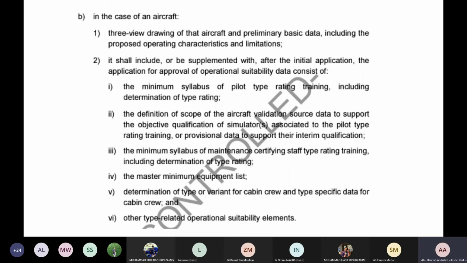And then what you need to do to apply: the first application will be as simple as a 3D drawing of the aircraft and preliminary basic data including the proposed operating characteristics and limitations. So the first application is very simple, just for us to show the authority what we are going to do and how the product looks like, and from there we start the discussion of what would be the certification basis, or in other words, what are the airworthiness requirements that you want to show compliance with. The authority will not impose; you are the one proposing it, and the authority will give you recommendations and suggestions on what will be best for the product. That's why the first important thing is the 3D drawing of the aircraft that you're applying for certification.